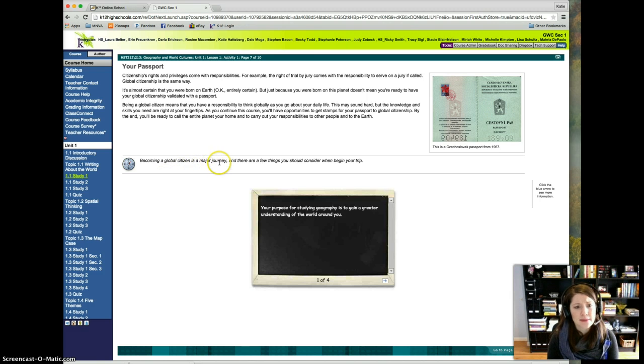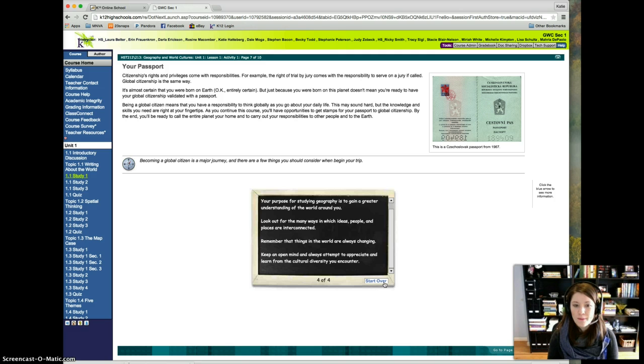Becoming a global citizen is a major journey, and there are a few things you should consider when beginning your trip. Your purpose for studying geography is to gain a greater understanding of the world around you, to look out for many ways in which ideas, people, and places are interconnected, to remember that things in the world are always changing, and to keep an open mind and always attempt to appreciate and learn from the cultural diversity that you encounter.